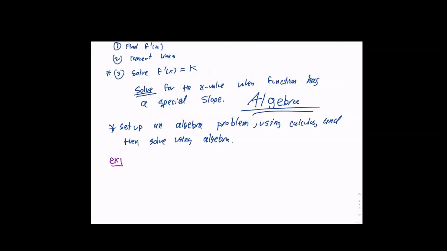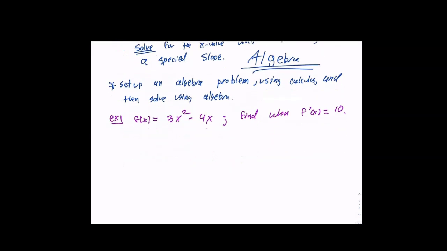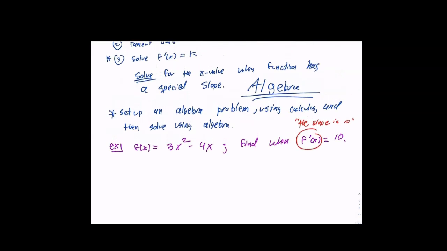Example. f of x equals 3x squared minus 4x. Find when f prime of x equals 10. This problem might be worded differently at times. It might be worded like I put it in the top problem, or it might say, find when the slope is 10.